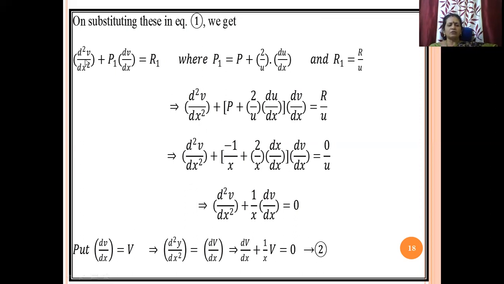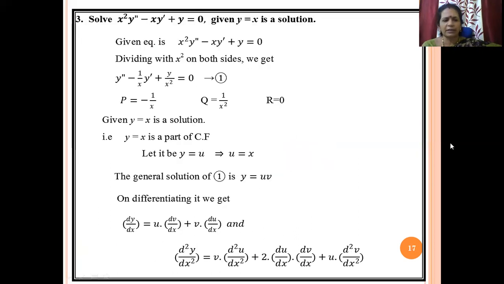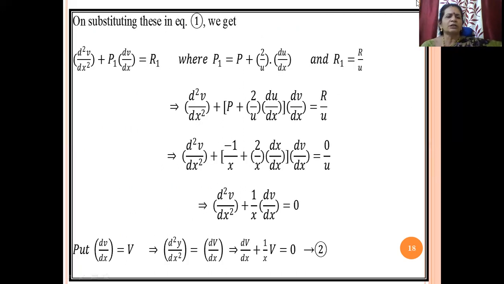Here, in the previous slide, we have taken d²y/dx² and dy/dx. Dy/dx is a value, and d²y/dx² is a value. Now substitute these two values in this equation 1. We will get d²v/dx² plus p1 into dv/dx plus q1 v is equal to r1.